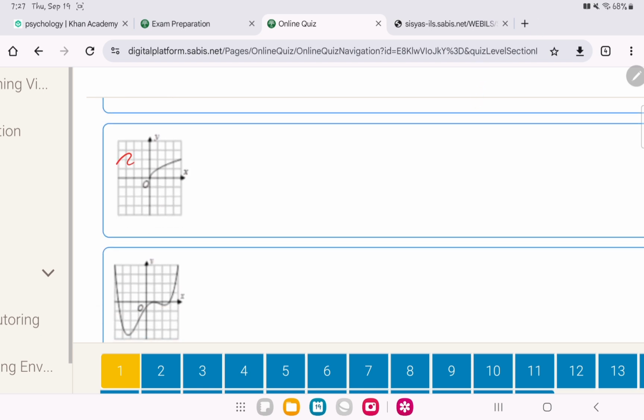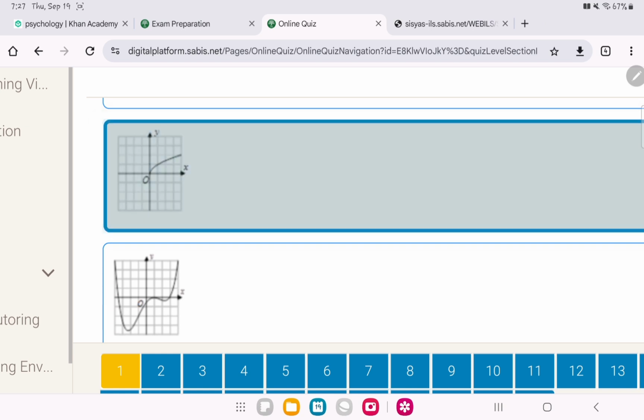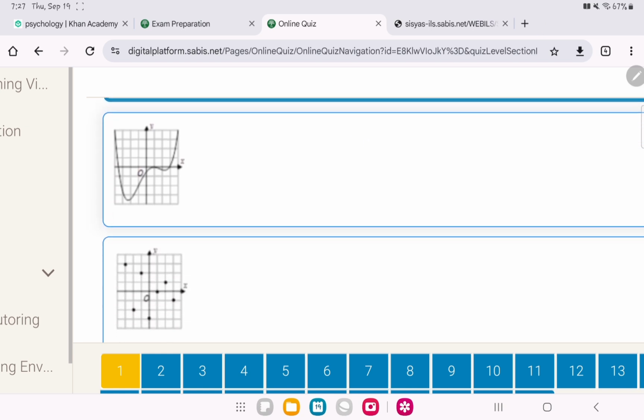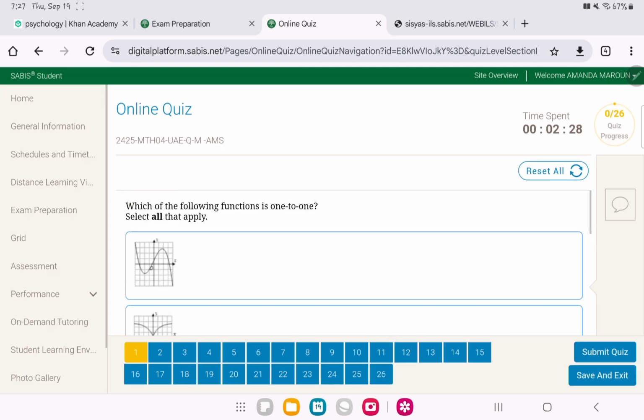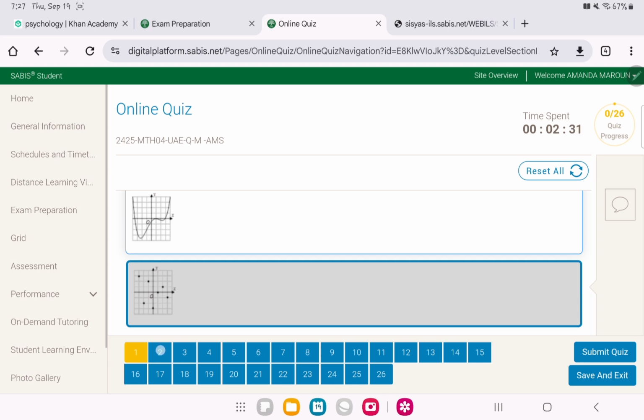Here, if you draw the horizontal line here, here, here, wherever you draw it, you will see that it is a one-to-one function because there are no 2 points on the same horizontal line. If you try here, we already found that it's not a one-to-one function because there is more than one point on the same horizontal line. And finally, this one is a one-to-one function because there are no 2 points on the same horizontal line.